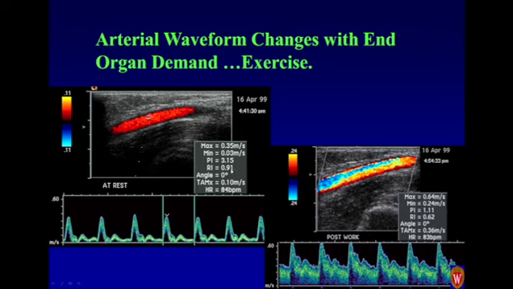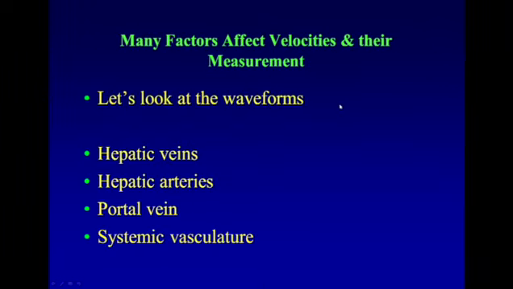So just in the few minutes that it took for this person to pump up, do a little work with that arm, we went from a 91% resistance to a 62% resistance. These are conditions you have to keep in mind as you're doing Doppler. Not only what artery, what vessel am I looking at, but what is the condition of the underlying organ? Is it working hard, or is it at rest? So lots of factors affect velocities.